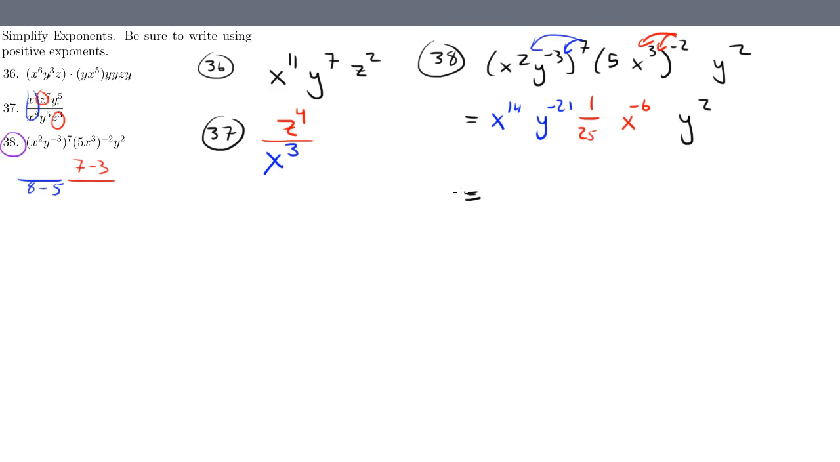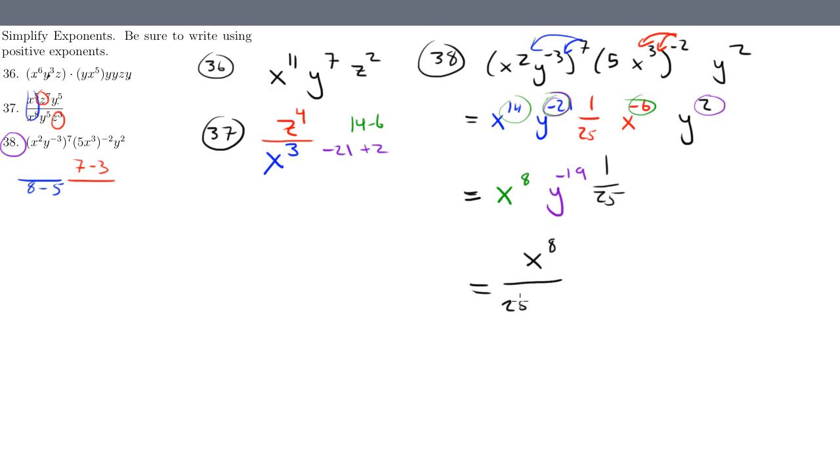Alright, for the x's, 14 minus 6, x to the 8th. For the y's, negative 21 plus 2, y to the negative 19, and then that 1/25th, right? Let's put it all together in a more standard form. X to the 8th up top, 25 down below, y to the 19th down below. That covers it. Next set of exercises.